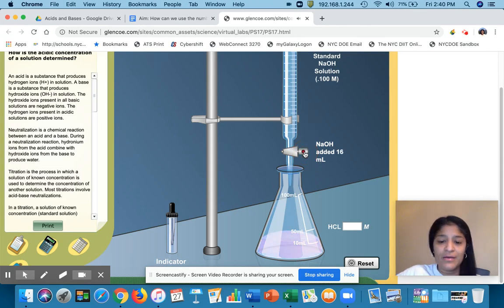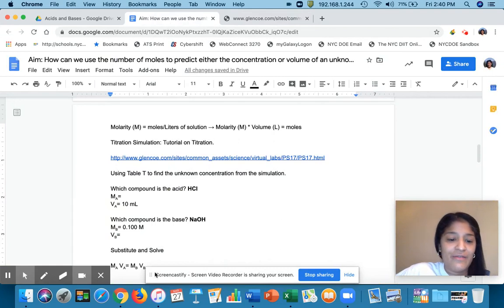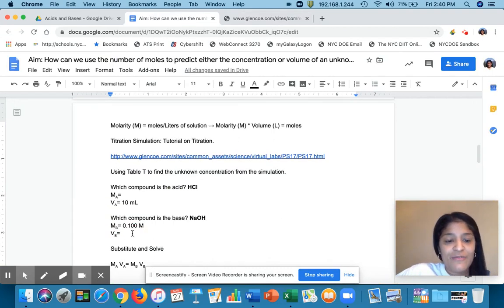Oh, look, pink. I think we might have dropped a little too much, but pink. So we're going to say that we added 16 ml of NaOH. So that's going to be the volume because it's ml. So 16 ml. So now this is going to be our unknown.